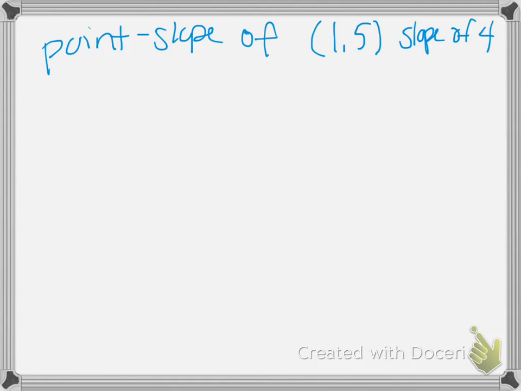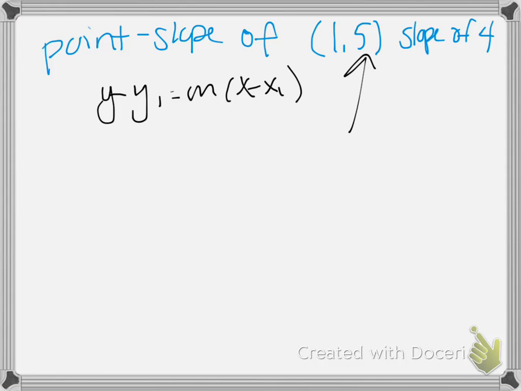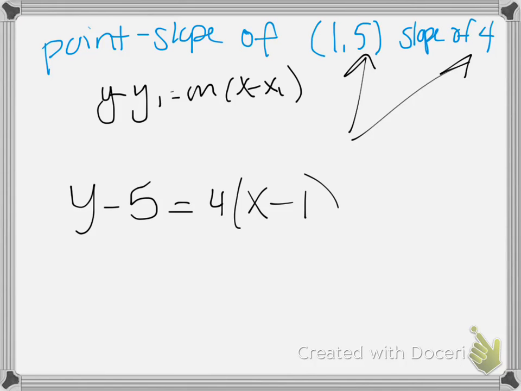Point-slope form. So y minus y1 equals m times x minus x1. I need a point and a slope to be able to make my point-slope equation. I'm giving you a point and a slope, so I just need to plug it in. So I'm going to get y minus my y1 value, so 5, equals my slope times x minus my x1 value. If I'm asking for a point slope, I leave it like that.